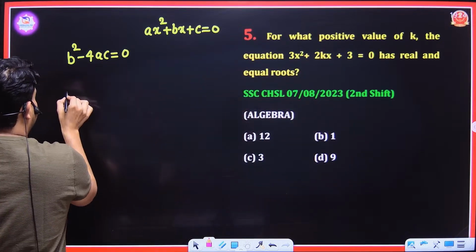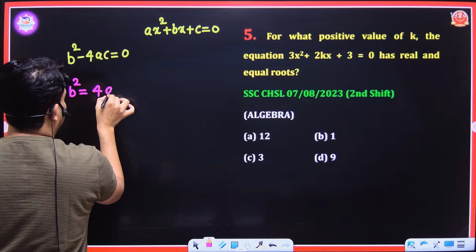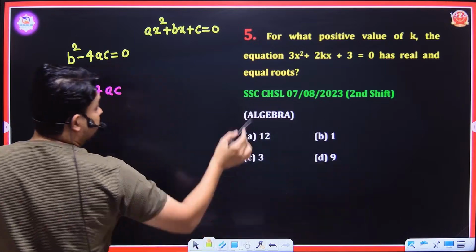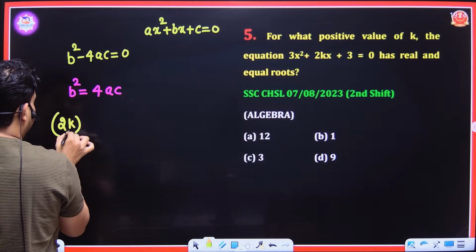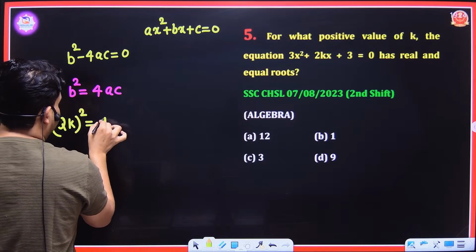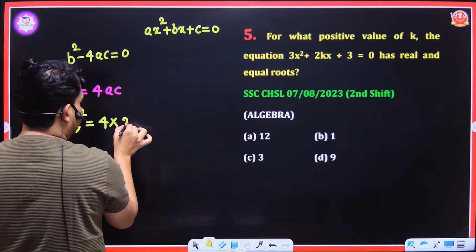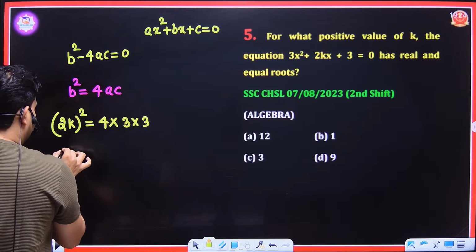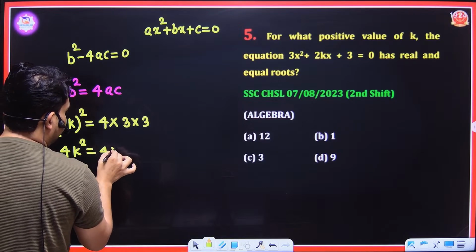So I can write b square is equal to 4ac. Guys, what is b here? B is 2k. It means twice of k's whole square is equal to 4 into, what is a? A is the coefficient of x square, that is 3, into, what is c? C is 3, a constant term. So 4k square is equal to 4 into 3 into 3.